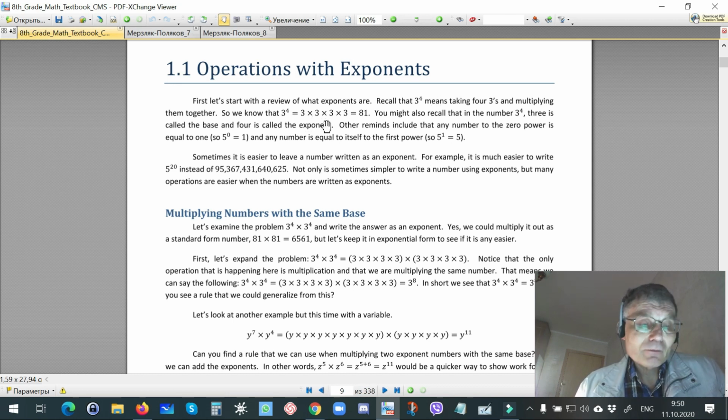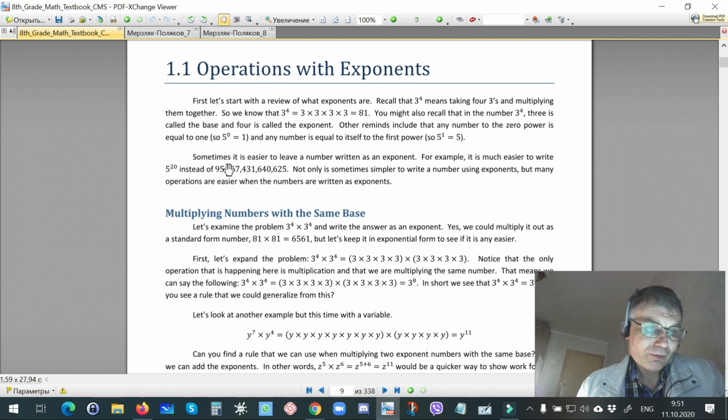We can, of course, calculate this product, but what we would be interested in is this form, 3 to the power of 4. And let us remember that any number to the 0 power, for example, here it's 5 to the power of 0, it's 1. So 3 to the power of 0 is also 1, and so on. And of course, 5 to the power of 1 is 5, so any number to the power of 1 is just the number itself.